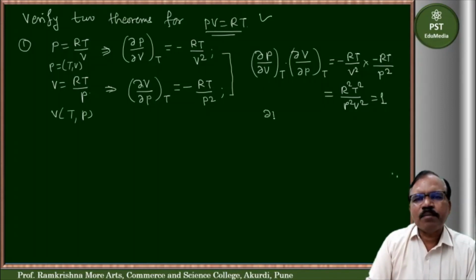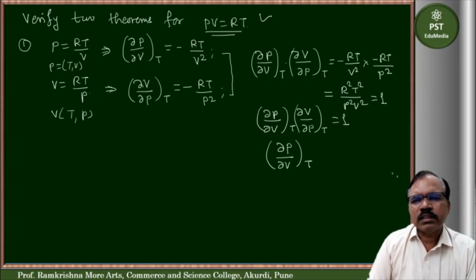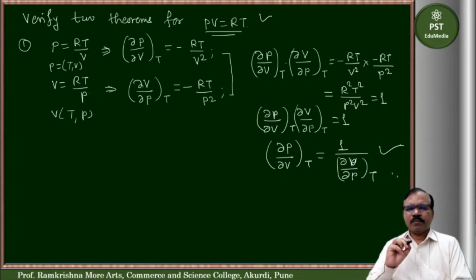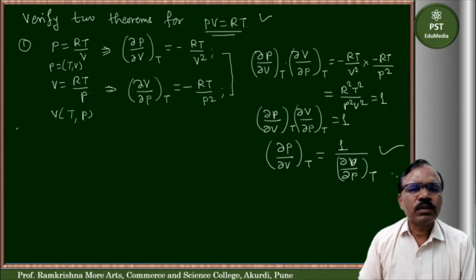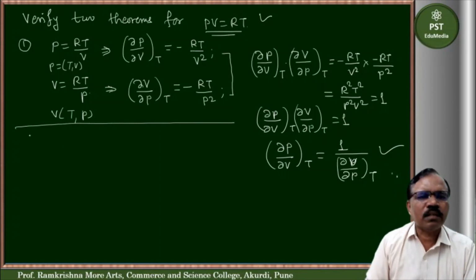So I can write ∂P/∂V at constant T into ∂V/∂P at constant T is equal to 1, or ∂P/∂V at constant T is equal to 1 upon ∂V/∂P at constant T. So the first theorem is verified, meaning thermodynamic variables satisfy the first theorem. Now we will go to the second one.